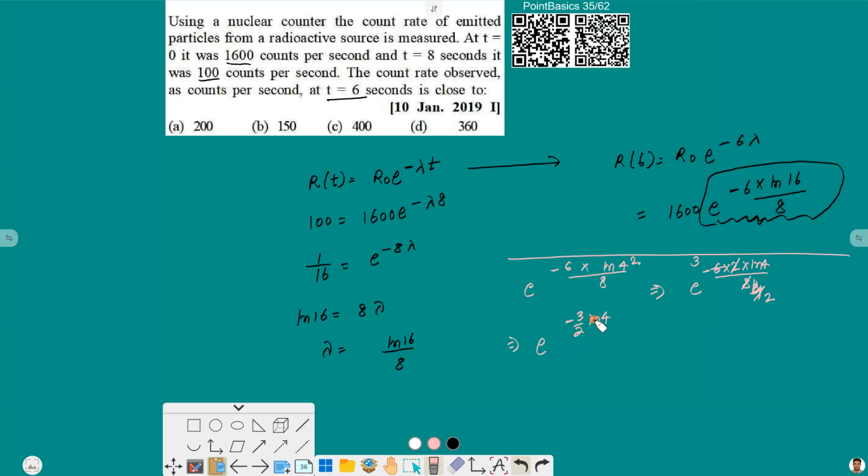Now ln 4 can further be written as ln of 2 square. So this can be written as e raised to power minus 3 by 2 into 2 into ln of 2. So again 2 gets cancelled. So here I have e raised to power minus 3 ln of 2, and this I can write further as e raised to power minus ln 2 cube. So that is basically e raised to power minus ln of 8. So that's how I can modify it.